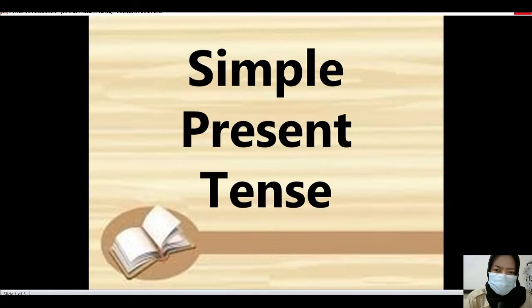Hello, good morning everyone. Now I want to tell you about simple present tense. The previous material on passive sentences was last week, and then I prepared simple present tense. So, what is simple present tense?